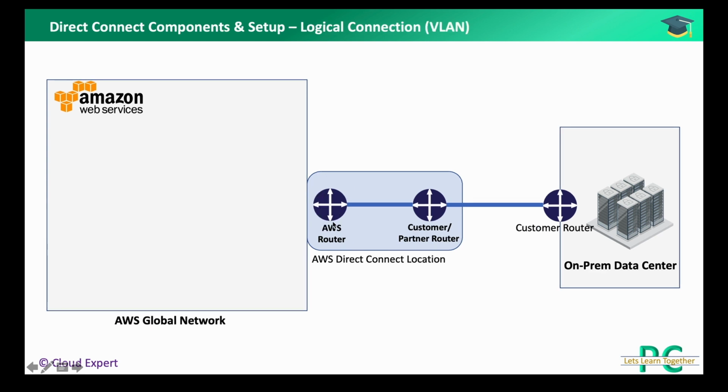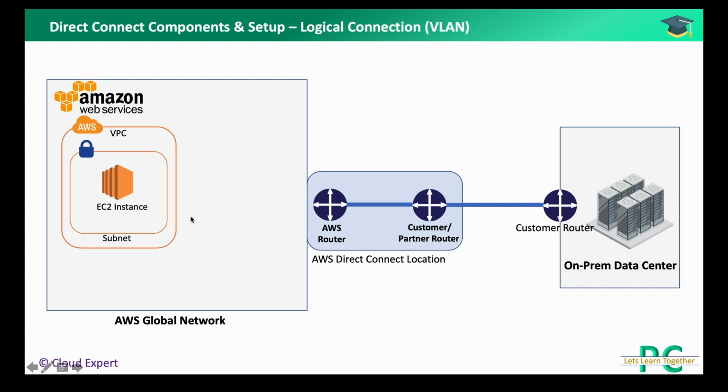Now we'll see the logical connection part, or VLAN. Now let's assume this is the AWS global network. With AWS Direct Connect, you will be able to connect to any AWS region except China. For the sake of this example, let's consider I have selected any one region, and for my example I'll consider I have selected US East 1, or North Virginia. There I have one AWS VPC. Inside that VPC I have a subnet and an EC2 instance. For simplicity, I have shown only one subnet.